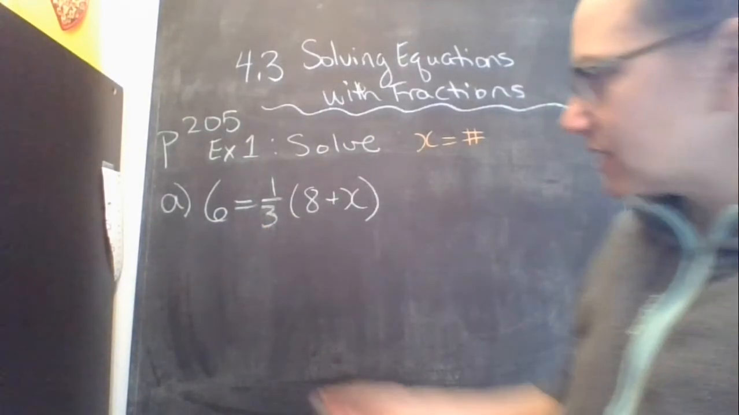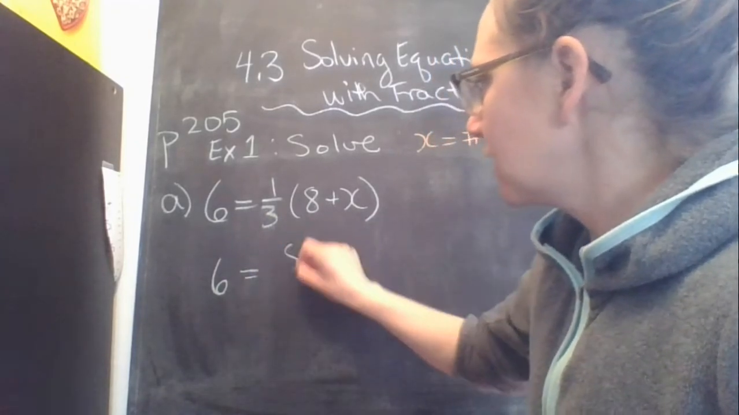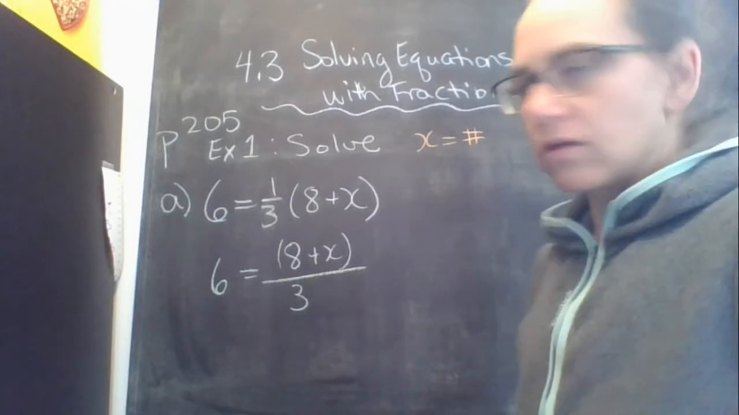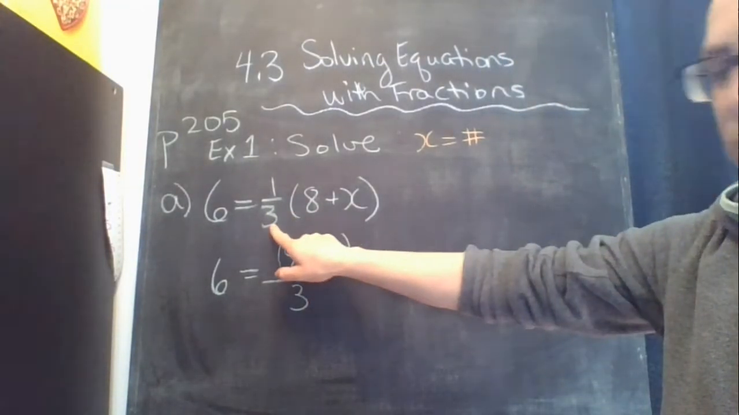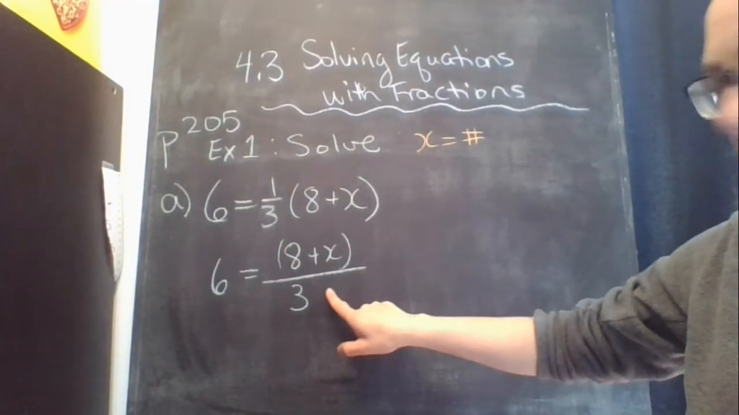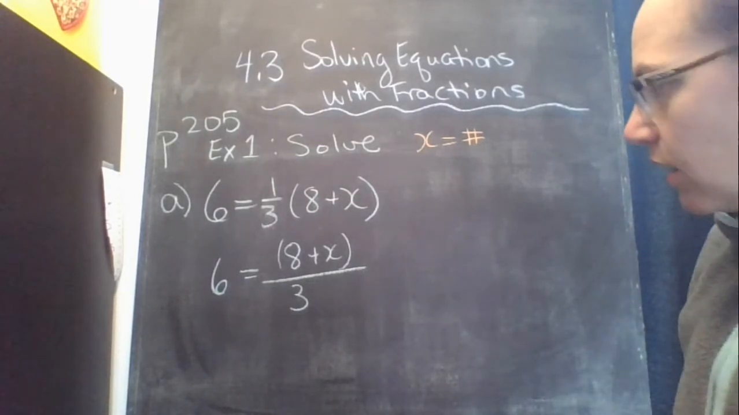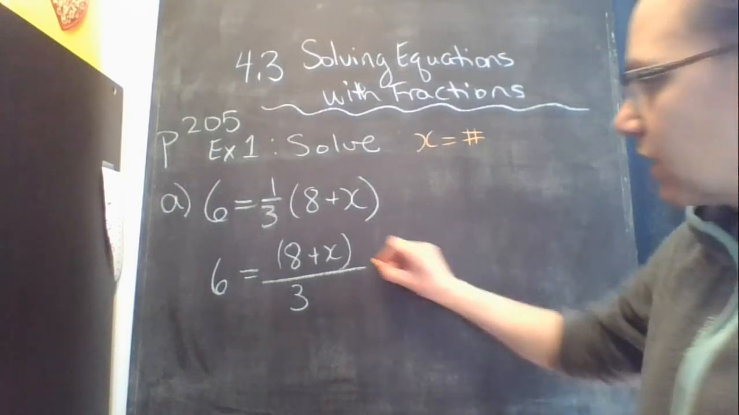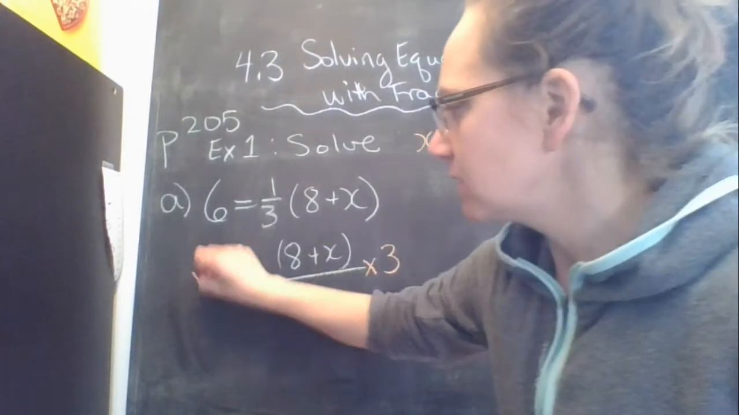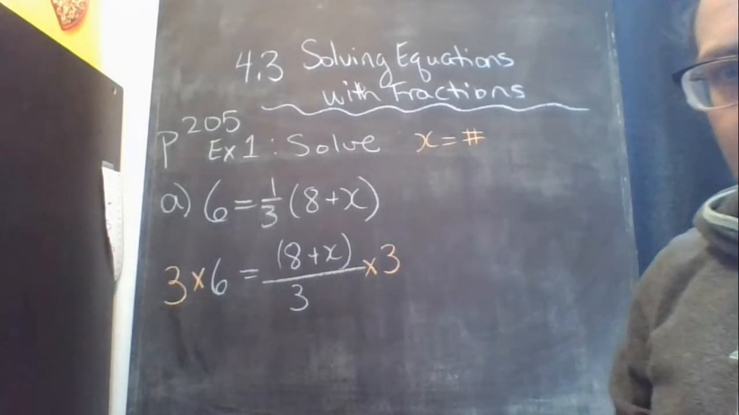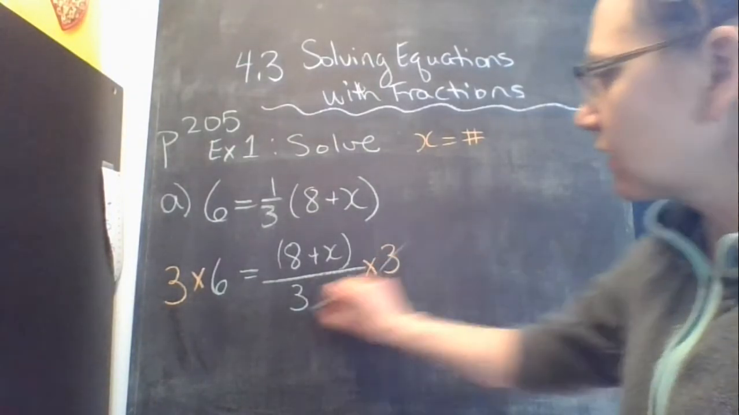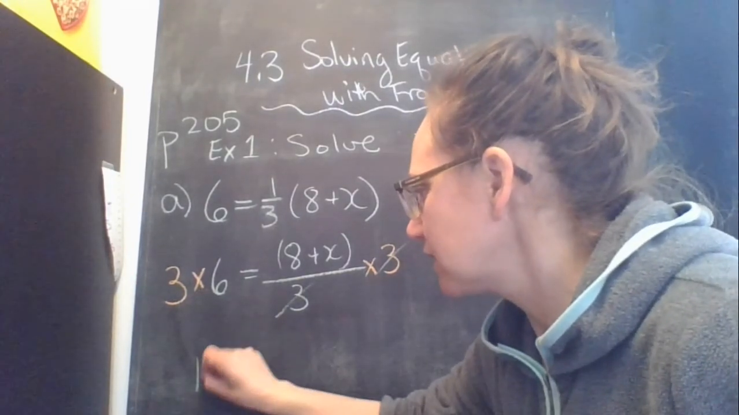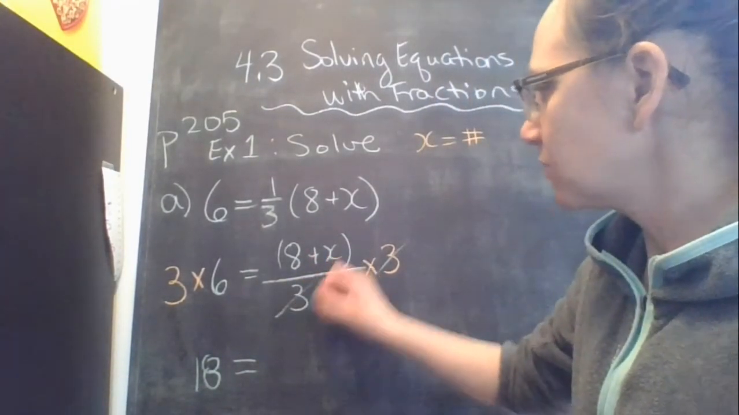So this question is the same thing as writing my 8 plus x all over 3. All I've done is put the denominator underneath. It's the same thing. This way might be a little easier to see that since everything's being divided by 3, to rearrange, I just need to multiply by 3. That will cancel out that one. So 3 times 6 gives me 18 equals 8 plus x.